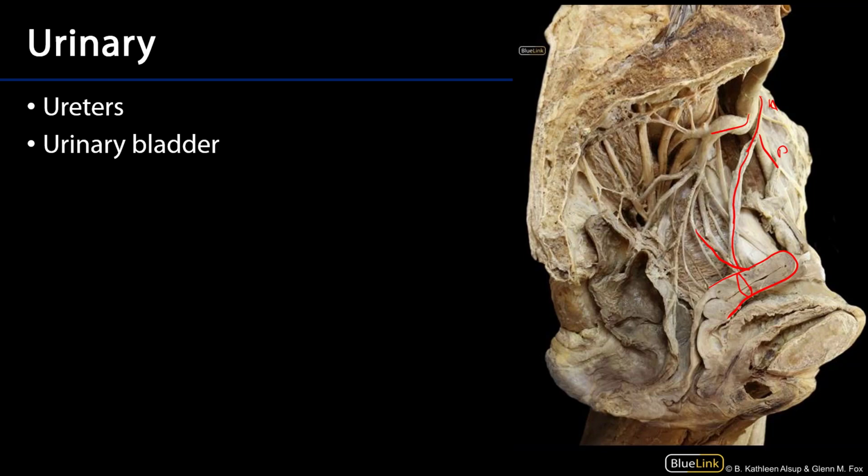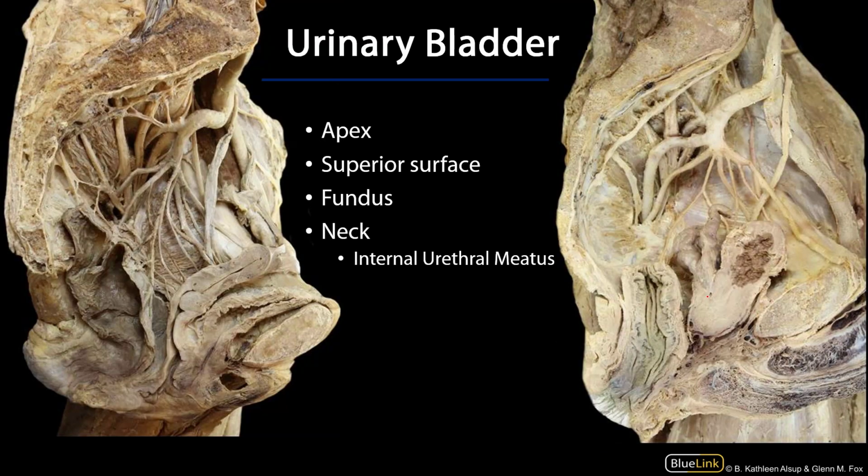So here is the urinary bladder that we can see with a superior surface, an apex, a base, and a neck, which is then funneling into the internal urethral meatus. And so those ureters are going to enter in through the wall of the base or the fundus of the bladder. So that would be where the intramural part of a ureter is located.